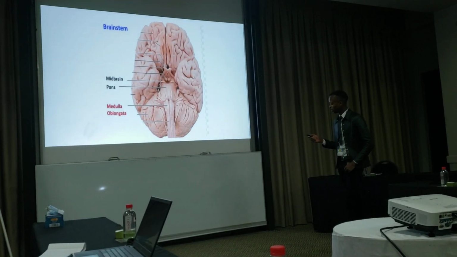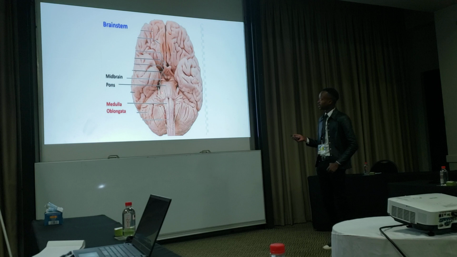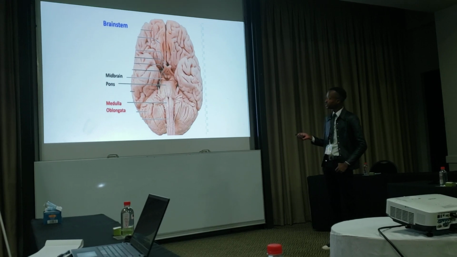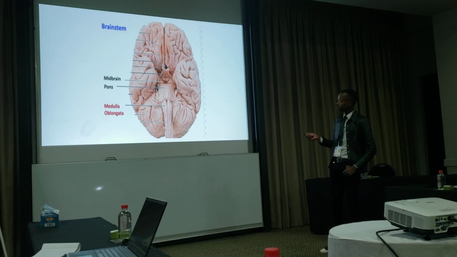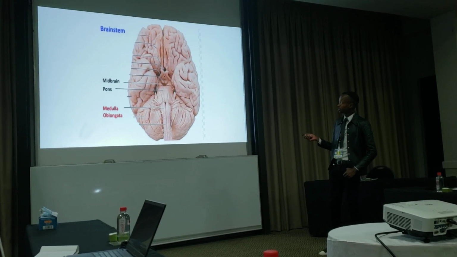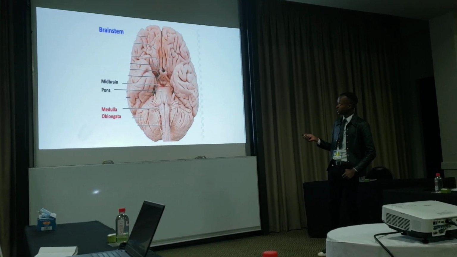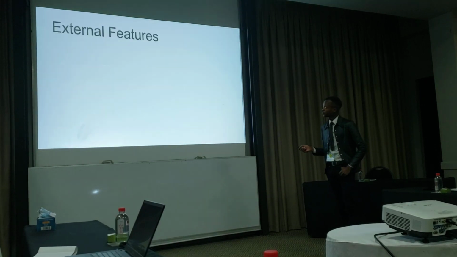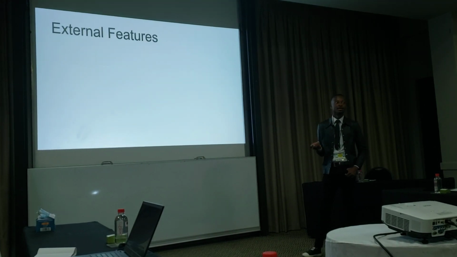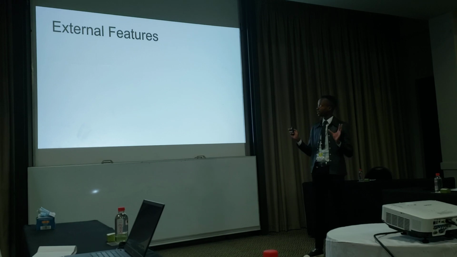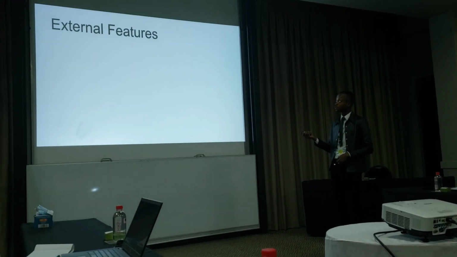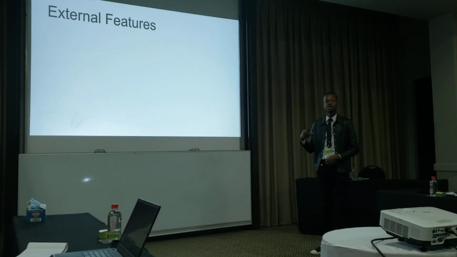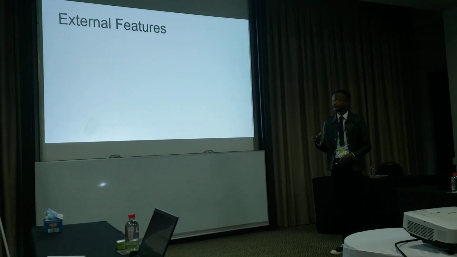So, to begin with, this is a picture showing part of the brainstem, and this region here is going to be our medulla. Then rostral to it, we have the pons and the midbrain. To make life easy, it's fair to describe the medulla first by looking at its external features, and after that we can describe the internal features of the medulla.